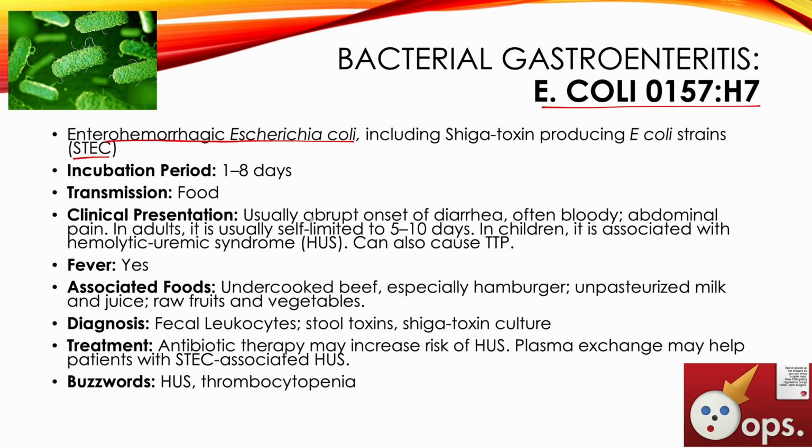That's what I remember about this type of E. coli. It's abrupt onset of diarrhea. It's often bloody, with abdominal pain and fever. Most of the time in adults, it's self-limited. However, in children, it is associated with hemolytic uremic syndrome. And we mentioned this earlier, this E. coli O157:H7 is associated with hemolytic uremic syndrome.